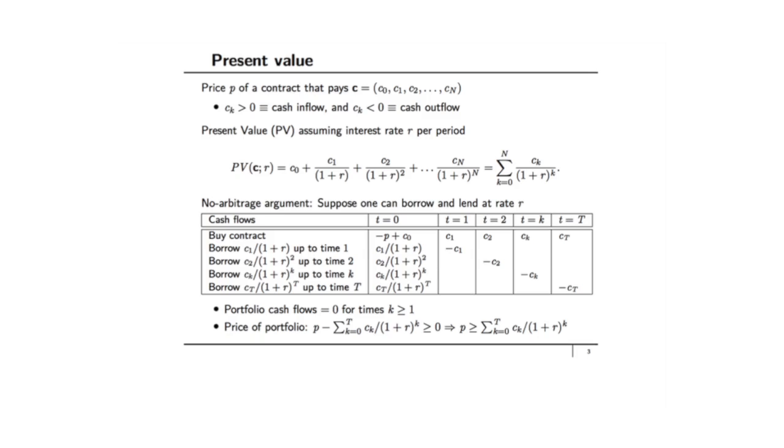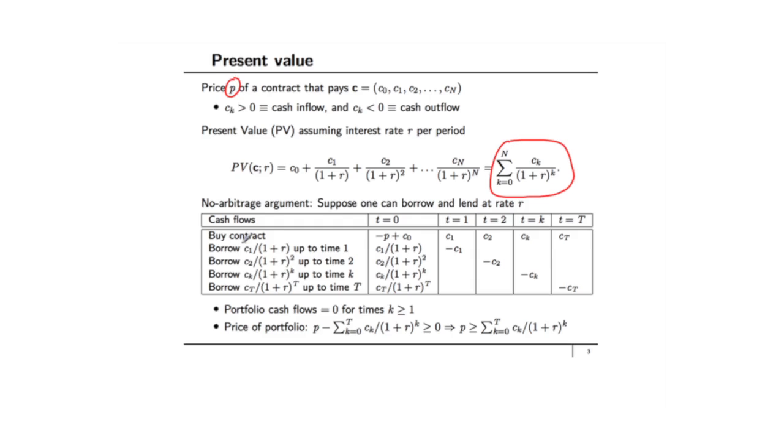The present value, assuming an interest rate R per period, can be written as C0 plus C1 divided by 1 plus R, C2 divided by 1 plus R squared, and so on, up to Cn divided by 1 plus R to the power capital N. This is the expression for the present value. We are going to argue that this present value is in fact the arbitrage-free price P for this contract. Here's the argument. We're going to assume that we can borrow and lend unlimited amounts at the rate R. And the portfolio that we are going to construct is as follows.